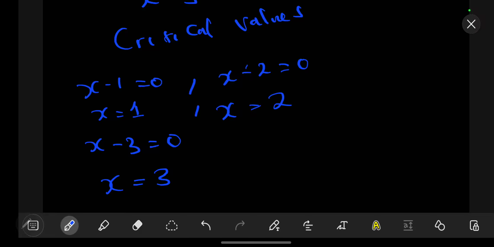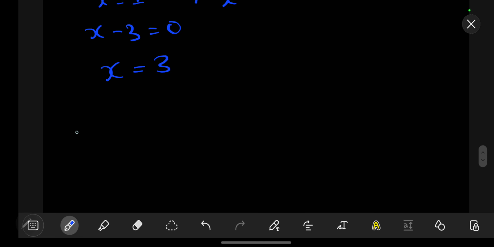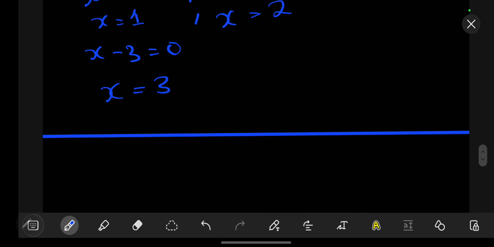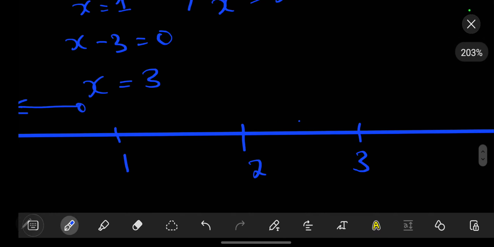So if these are our critical values, let's use the number line to come up with the intervals. So these are our critical values. The first one is x is equal to 1. Let's just put it somewhere here. We have x is equal to 1. We also have x is equal to 2. We also have x is equal to 3. So we have 4 regions. We have this region, this region, this region, this region. So all the values that are on the left of 1, you will find that your x, at this point, it will be x is less than 1. So all the values that are this side, they are less than 1.